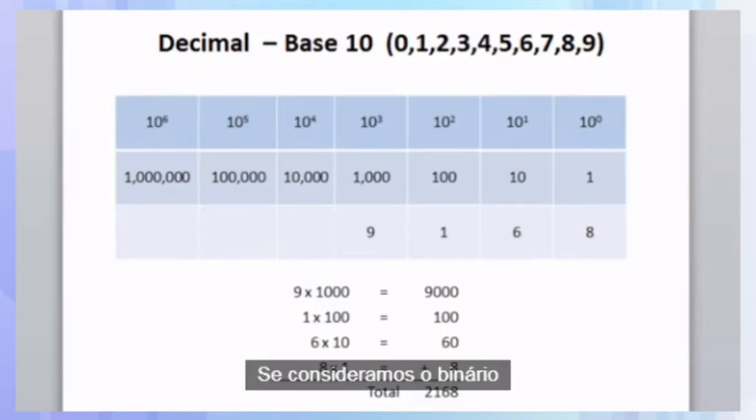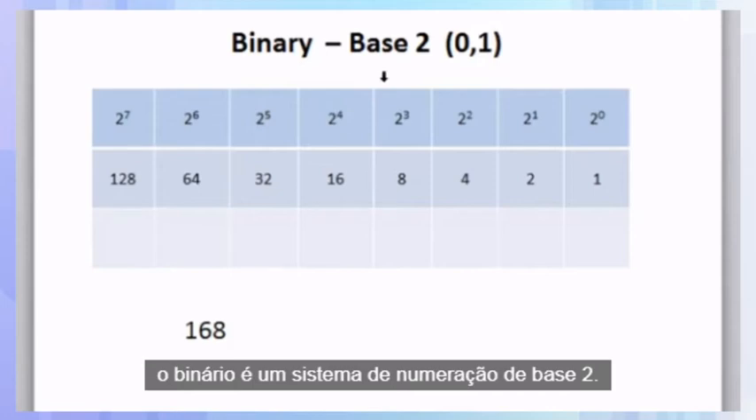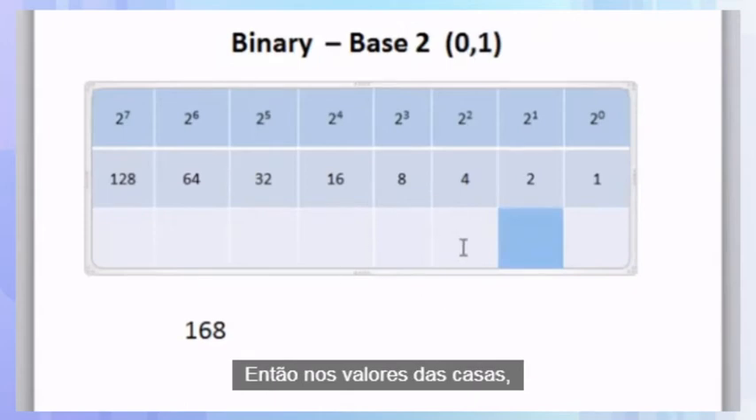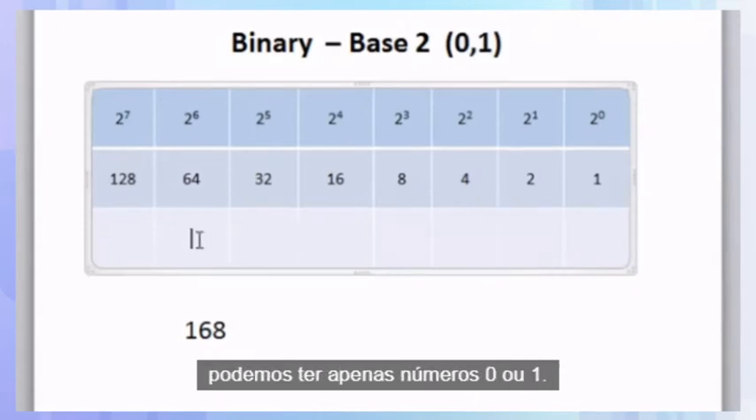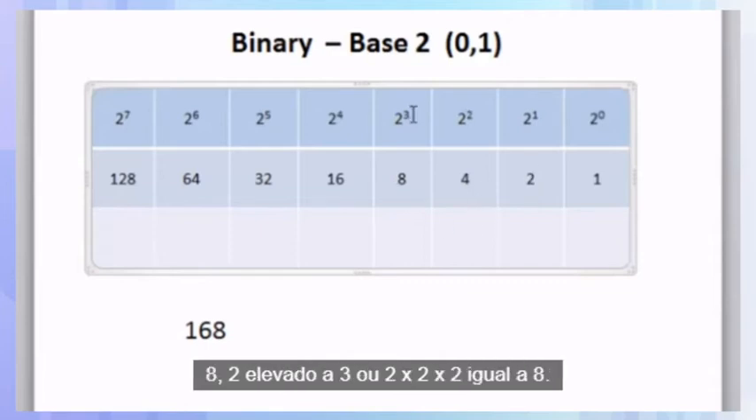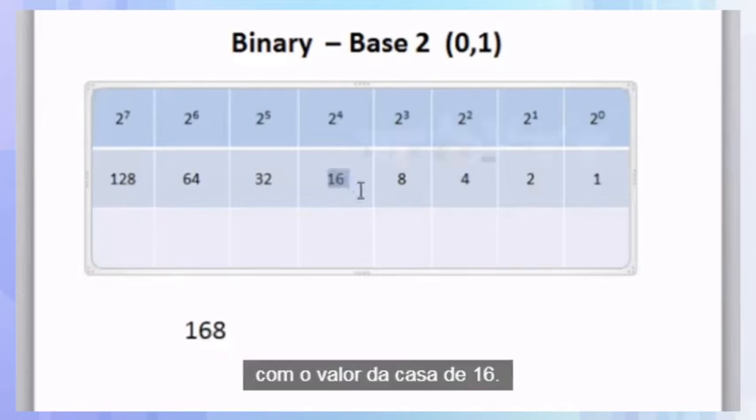If we consider binary and look at it in the same light as decimal, binary is a base 2 number system. There's only 2 characters, or 2 numbers, 0 and 1. So under the place values, we can only have zeros or ones. The place values go from 1, which is 2 to the 0, to 2, 2 to the 1, 4, 2 to the 2, 8, 2 to the 3, or 2 times 2 times 2 is 8, 2 times 2 times 2 times 2 is 16, that's 2 to the 4th power, place value of 16, the 32's place, the 64's place, and the 128's place.